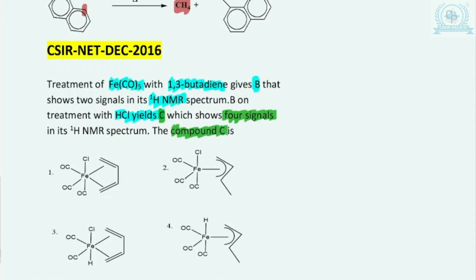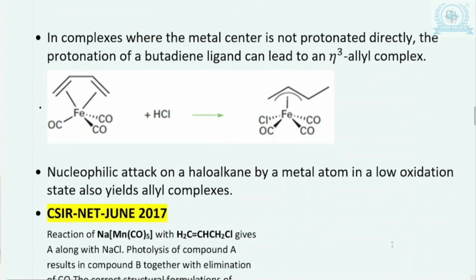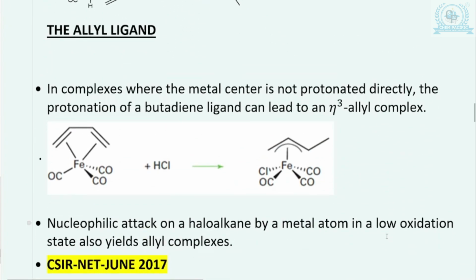Very important question. So in order to solve this question, let us study some theories. This is the allylic ligand, and यहाँ पे I have given you these beautiful notes where the complex where the metal center is not protonated directly. This is an example where the metal centers are not protonated directly, and the protonation of this butadiene can result in the formation of the eta 3 allyl complex.